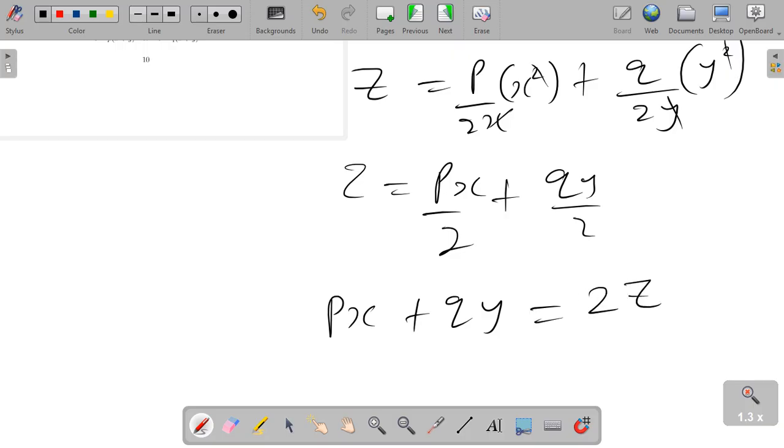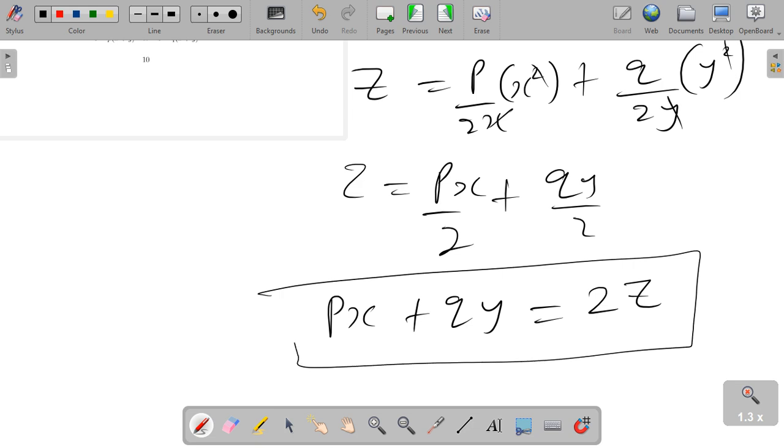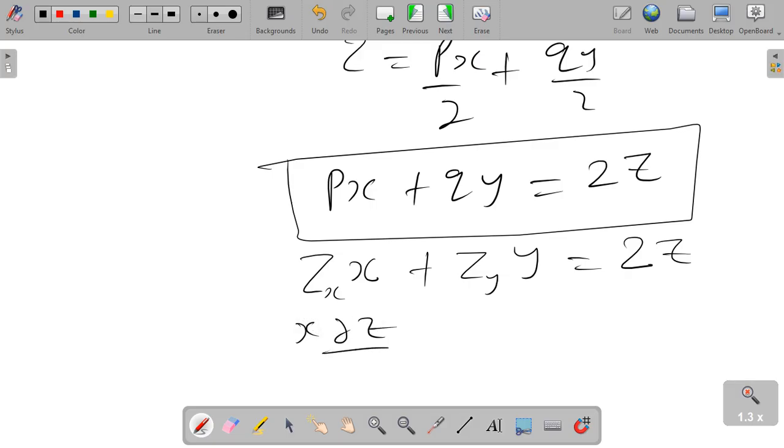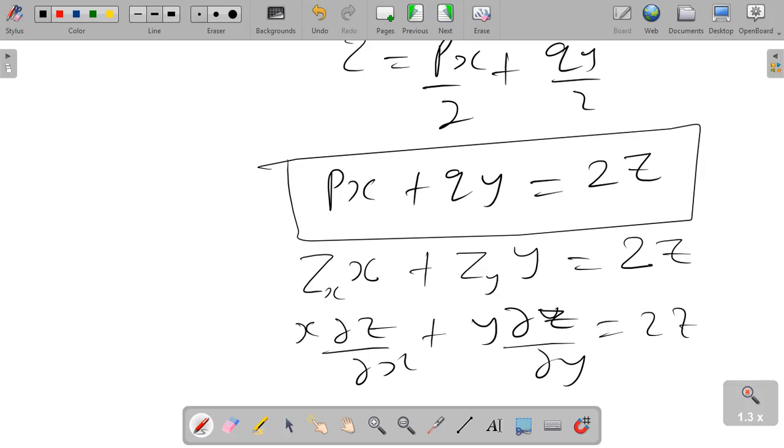You can write it in this form, or you write it in the form zx with big x plus zy with big y is equal to what? 2z. Or you write it as what? x partial z partial x plus y partial z partial y is equal to 2z. So any of the three is the correct solution to that problem. Okay, so we go to the next question.